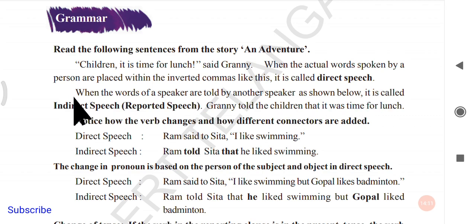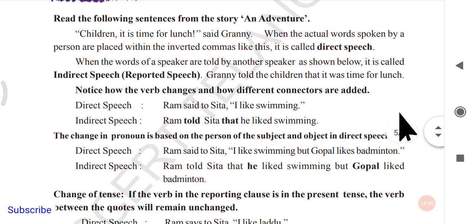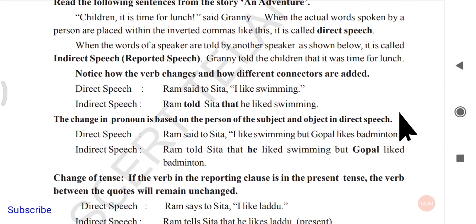Next, when the words of a speaker are told by another speaker, as shown below, it is called indirect speech. For example, if I say, "Children, it's time for lunch," that will be in inverted commas. But when another person says what I said, that I told them children, it's time for lunch, pointing to me and reporting whatever I said, that becomes indirect speech. Very easy. So Granny told the children that it was time for lunch.